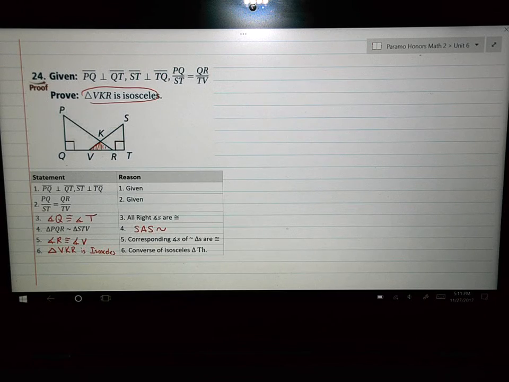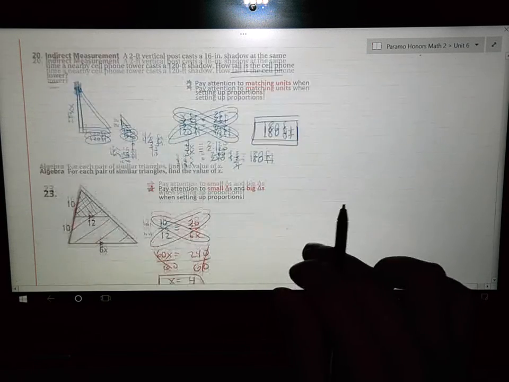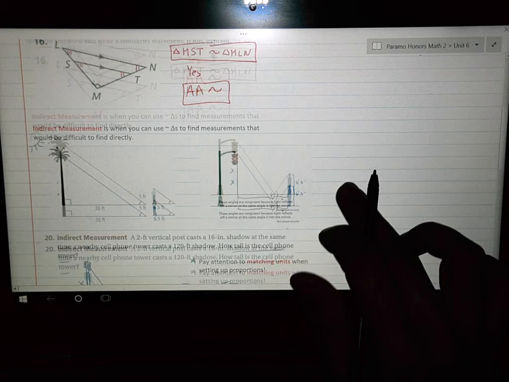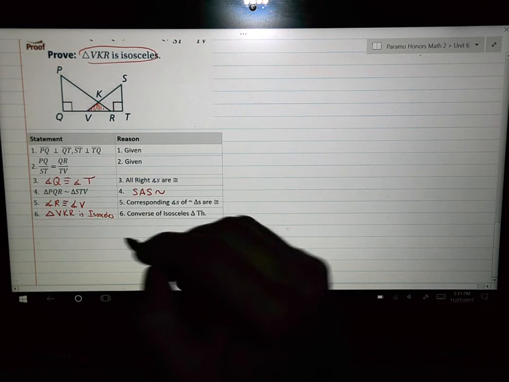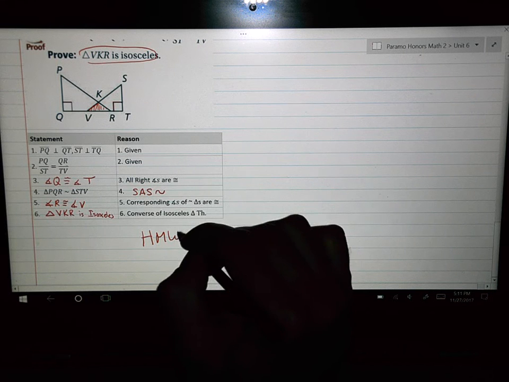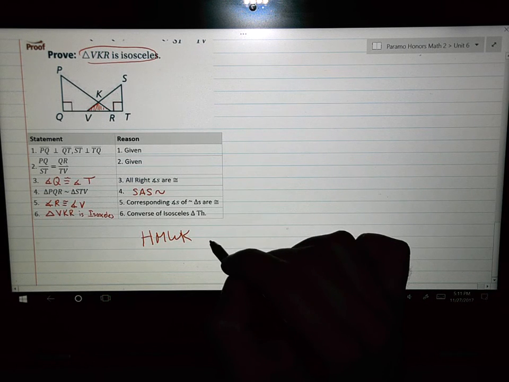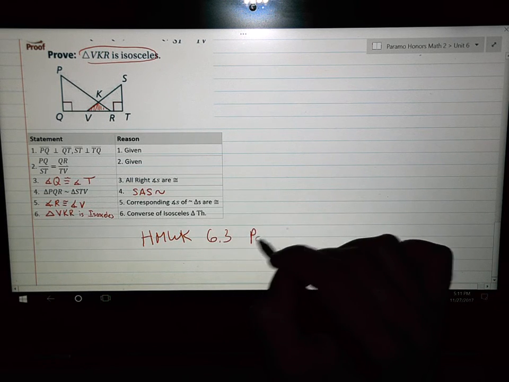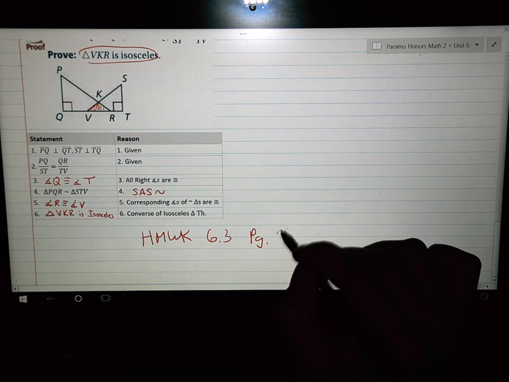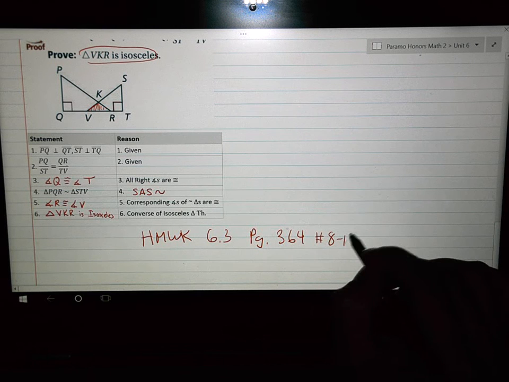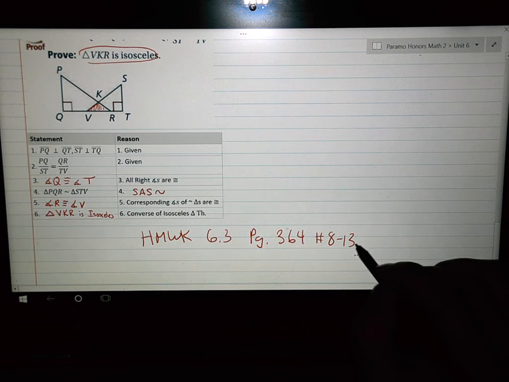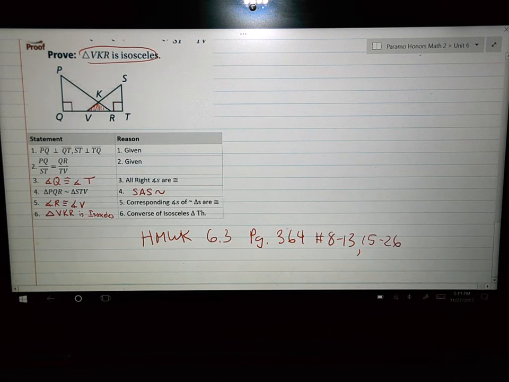Perfect. Do I have the assignment for this one? No, I don't. It's not written, so just in case you need it, homework for 6.3 is page 364, numbers 8 through 13, and 15 through 26. There you go. Have fun.